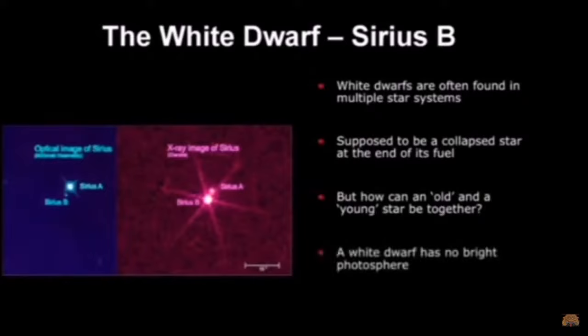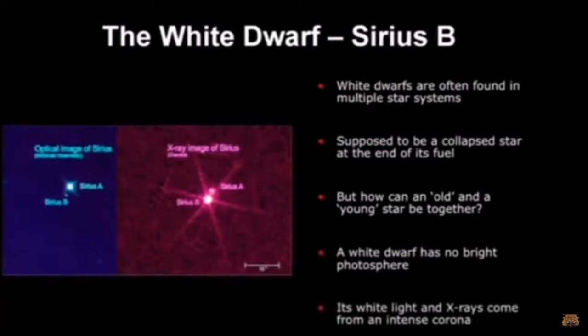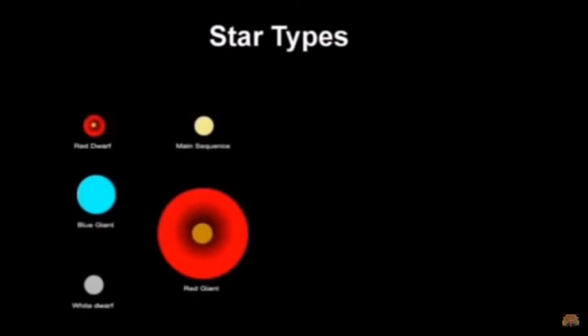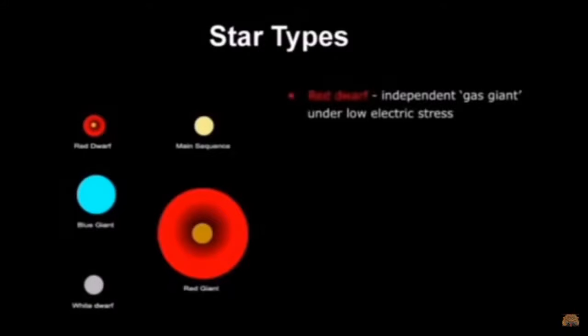A white dwarf has no bright photosphere. Its white light and X-rays come from an intense corona. Here are the different star types, and I've shown how I think they would look. A red dwarf is actually quite large. In other words, it's like a red giant in miniature.